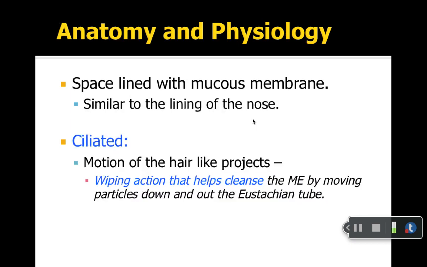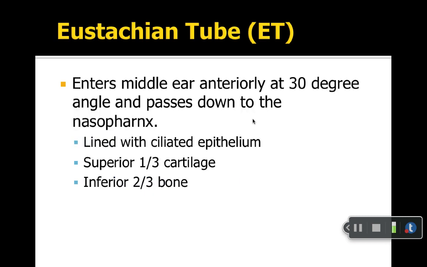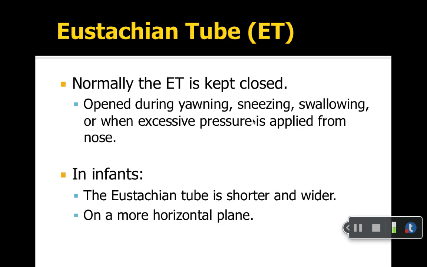The space of your middle ear is similar to the lining of your nose. It's a mucous membrane. It's ciliated, which means it has some hair-like projections that help wipe it clean. To keep the middle ear clean, these cilia will wipe debris down through the Eustachian tube, and then you swallow it pretty much. Any debris gets wiped clean by the cilia down through the Eustachian tube to the back of your throat. The Eustachian tube is on an angle. It is also ciliated. The top part is cartilage, the bottom part is bone.